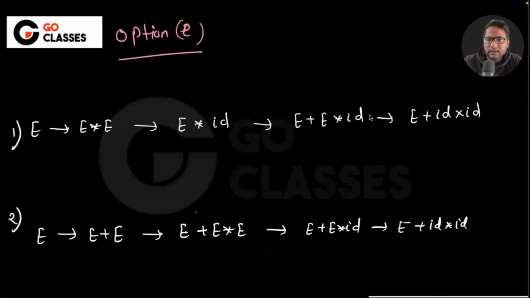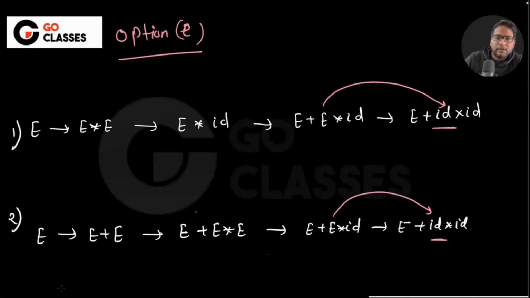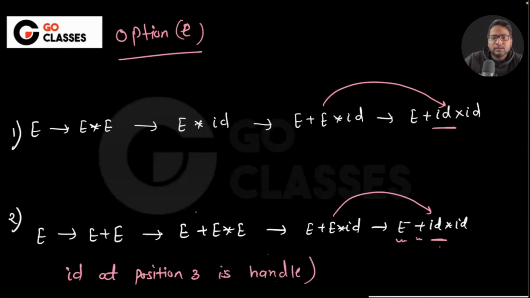I think here this E just reduced to ID, so that's why ID is a handle. Here, this E also just got reduced to ID, right? So anyway, I think there is only one handle, which is the first ID. If this is position number 1, this is position number 2, this is position number 3, at position 3 is the handle. So in both cases, this is coming out to be the handle. This is just one handle, that's fine.